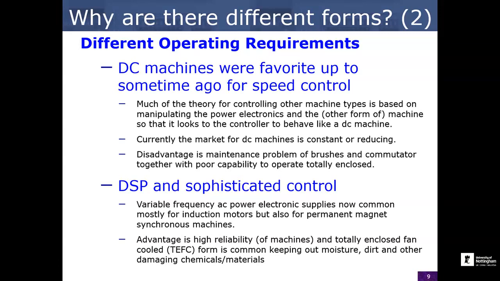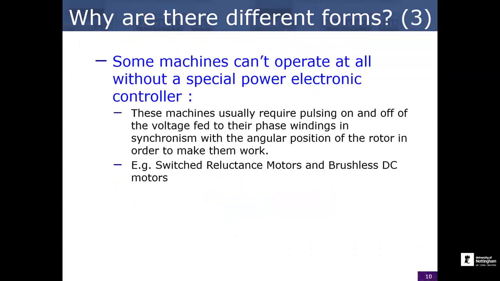But these also enable interesting technologies, so very reliable machines. They allow us to have things like totally enclosed machines, so machines that we can put in dangerous environments, whether that was an explosive environment where we can't have sparks, or something for food processing, or something in a clean room. They let us build sophisticated machines that can be totally enclosed. And this leads to that thing I pointed out earlier, that we do get forms of machines that won't operate at all without special power electronic controllers. So these typically require a pulsing on and off of the supply to their phase windings, usually based on feedback of position.